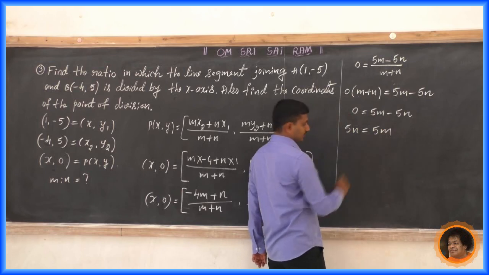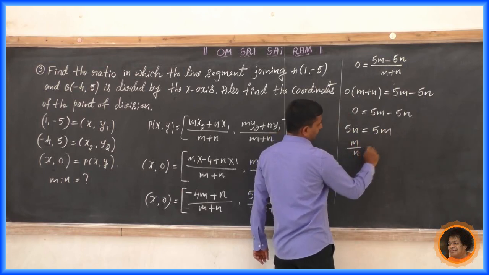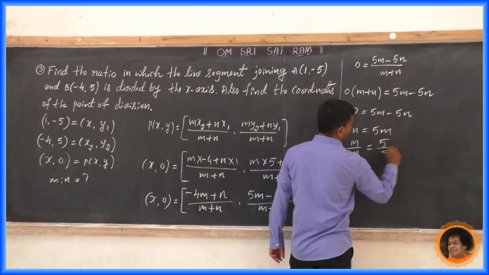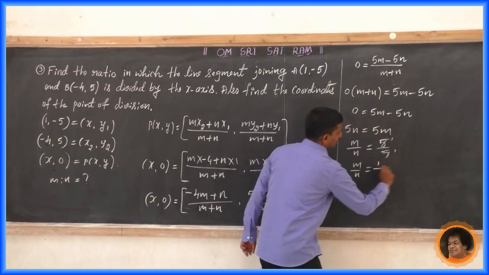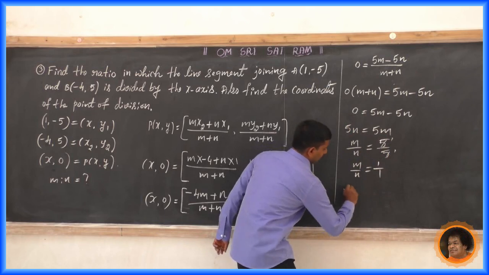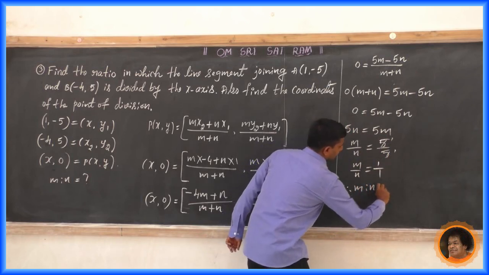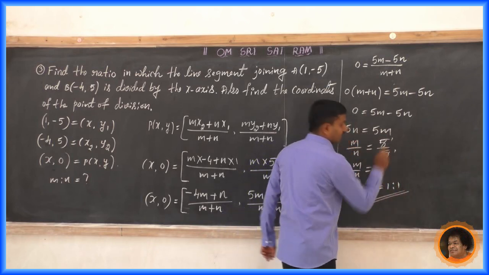How to find the ratio? m divided by n equal to 5 divided by 5. 5 ones are 5, 5 ones are 5. So m by n equal to 1 by 1. So what is the ratio? Therefore m is to n equal to 1 is to 1. So this is the ratio.